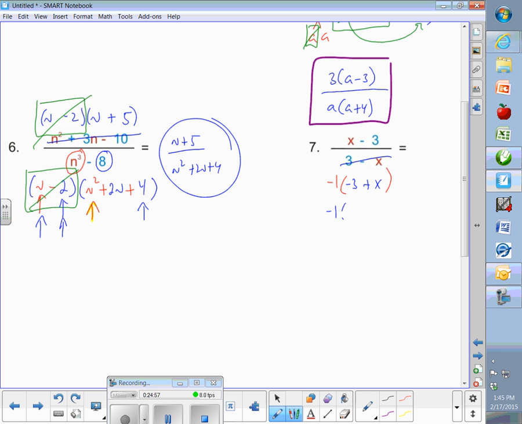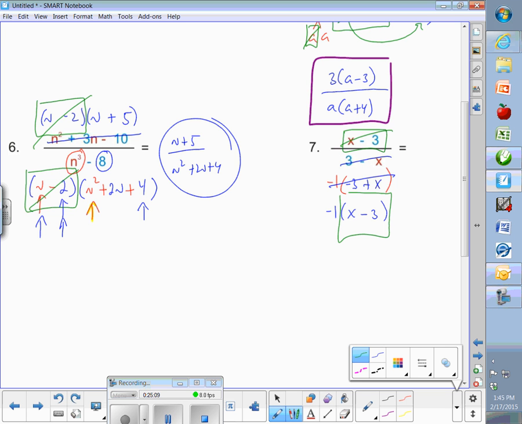Now, in addition, I'm going to rearrange, commutative property, right? I can change the order. And now do you see how we can divide out the x minus 3's? So we end up with a 1 divided by negative 1, which makes the final answer negative 1.